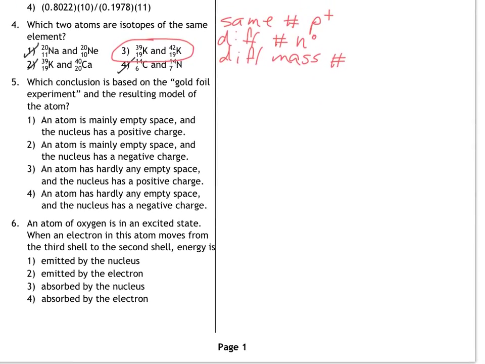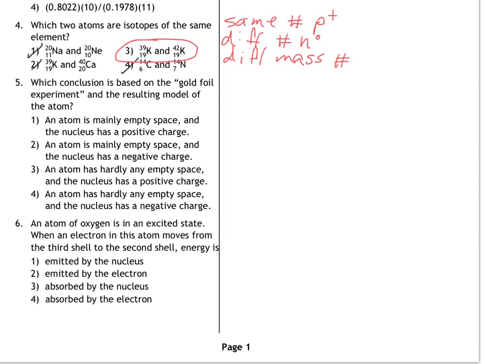All right, so number 5, it says, which conclusion is based on the gold foil experiment and the resulting model of the atom? This is a very key thing to understand, but Rutherford said that the atom is mostly empty space and that the nucleus is small, dense, and positive. So let's look for that.